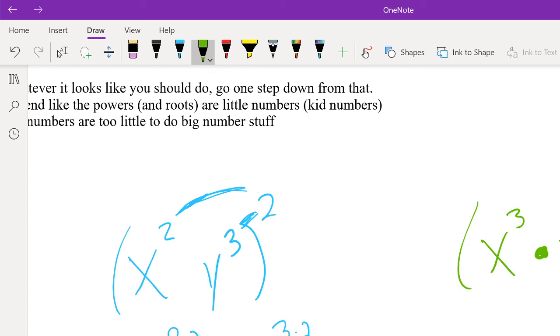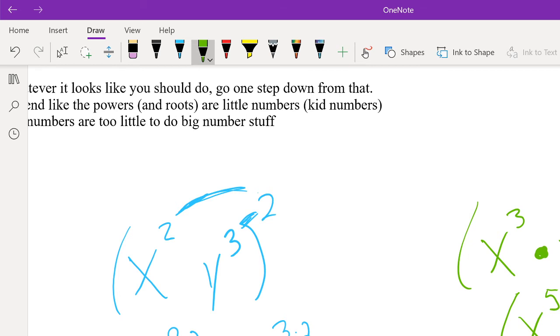So instead, baby numbers, kid numbers, they're too little. You're going to add instead. You're too little to times. 3 plus 2 is 5. Then this is x to the 5th, still to the 5th power outside the parentheses. Power to a power, so I multiply. They can't handle it. They're too little. So I do 5 times 5, which is x to the 25th power, right?